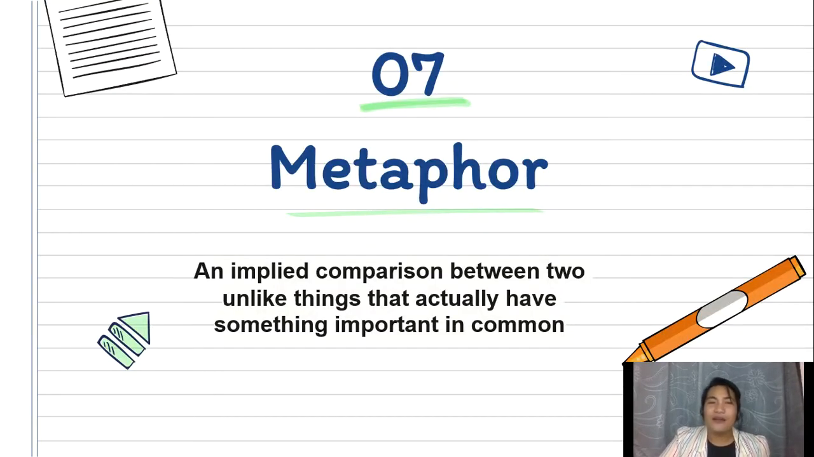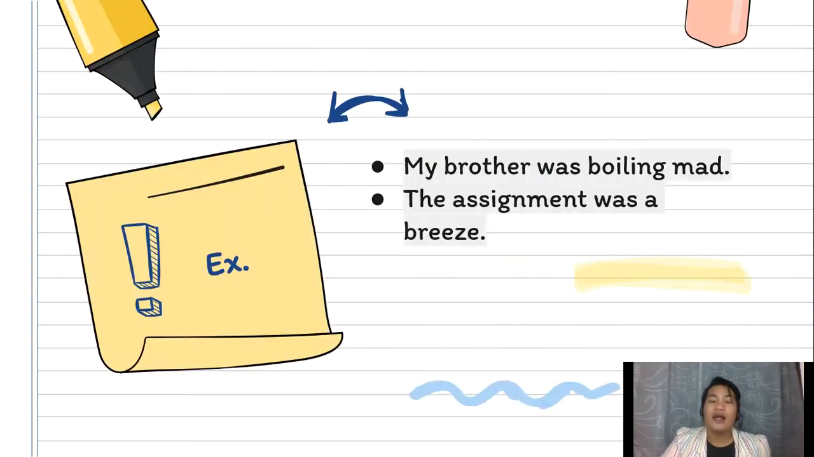Number 7, metaphor. Metaphor is an implied comparison between two unlike things that usually have something important in common. For example, my brother was boiling mad. Or, the assignment was a breeze.